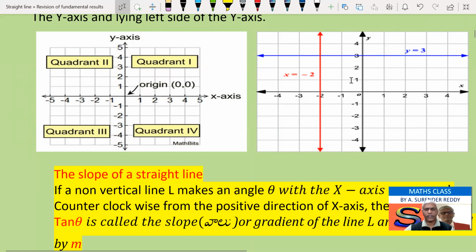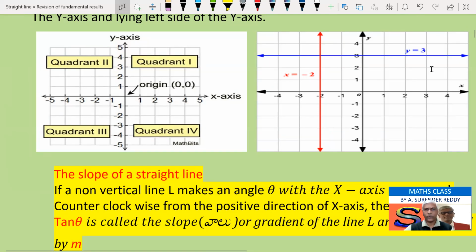It is parallel to y axis and at a distance of 2 units and left side of the y axis. x is equal to plus 2 means it is parallel to y axis, right side, at a distance of 2 units only.